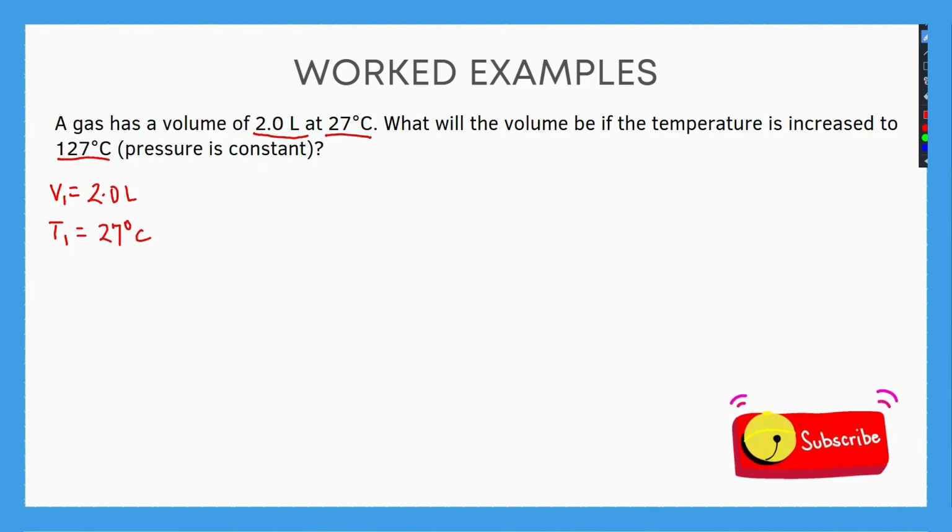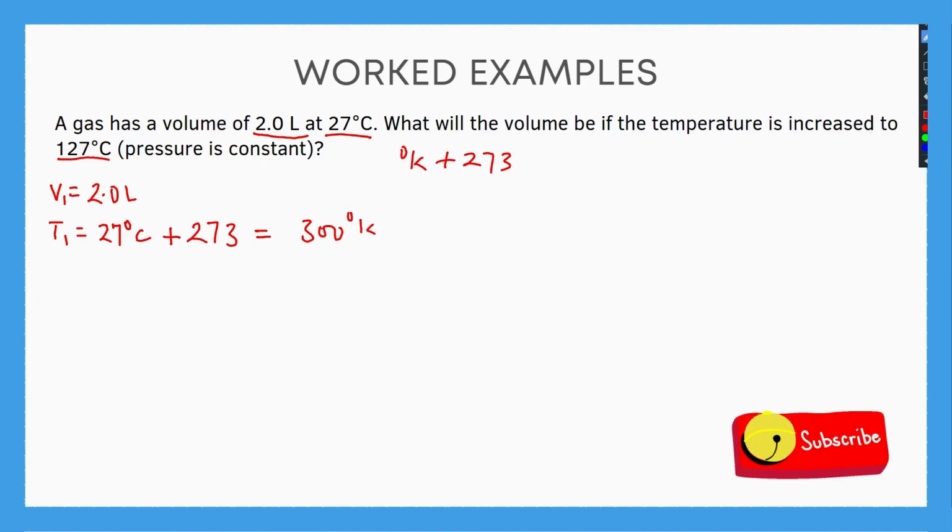Now note, when we're dealing with gas laws, we do not measure temperature in degrees Celsius. We measure it in Kelvin. When you want to convert from Celsius to Kelvin, you add 273. So here we have 27. To convert it to Kelvin, we add 273. This gives us 300 Kelvin.